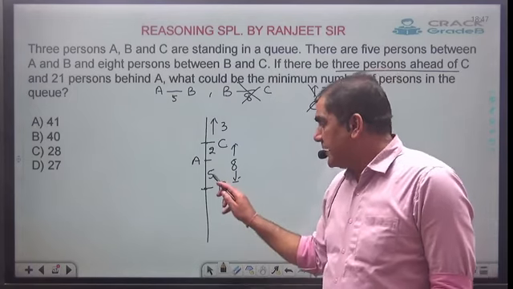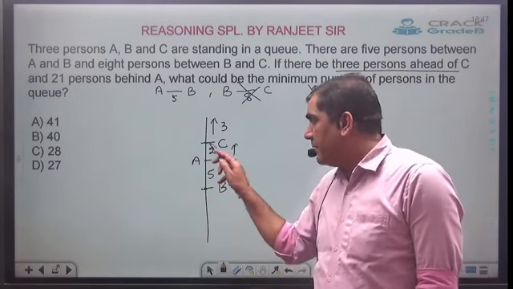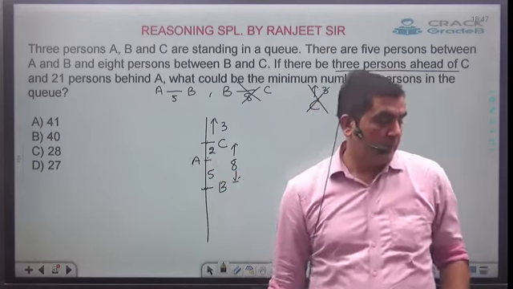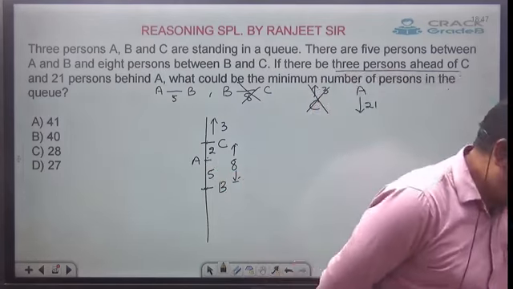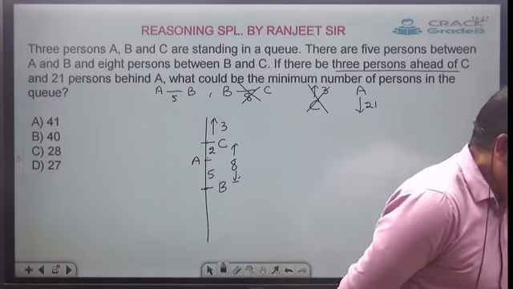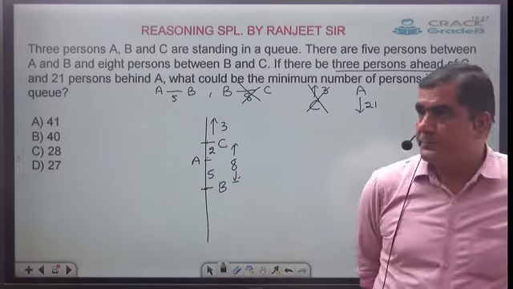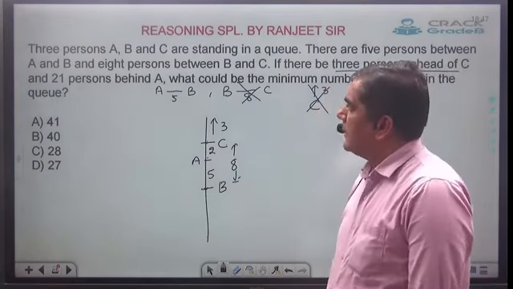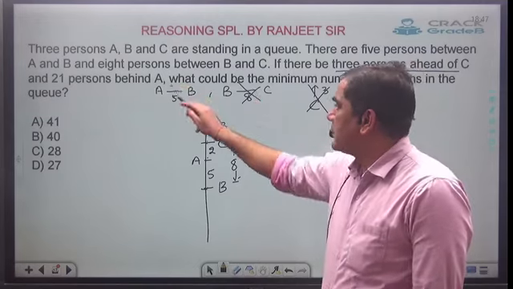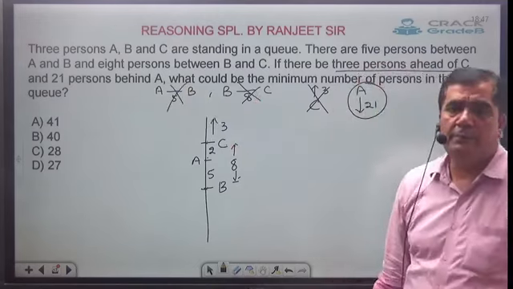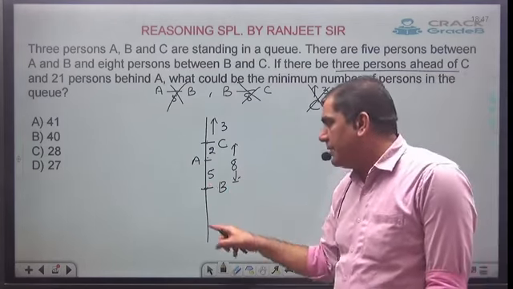Just see, these 5 students I have calculated between B and C and also between A and B. Understood or not understood? Clear? Okay. Next one. And last, this condition is over. And they are saying 21 should be below A. 21 should be below A. It means after A there must be 21.